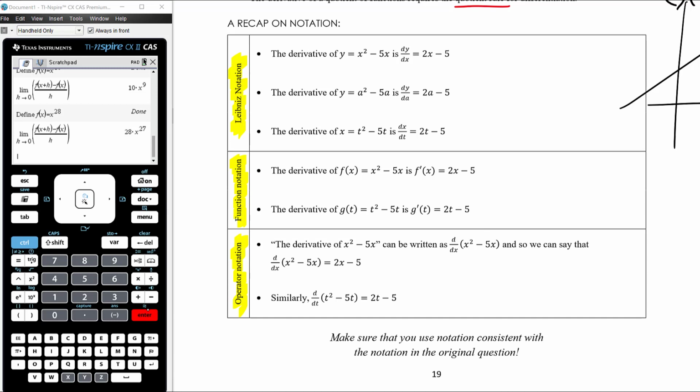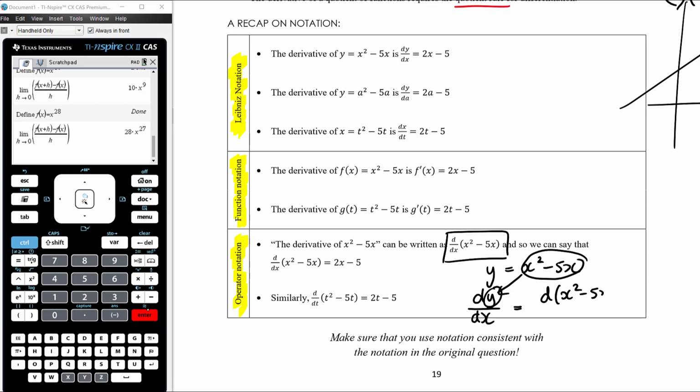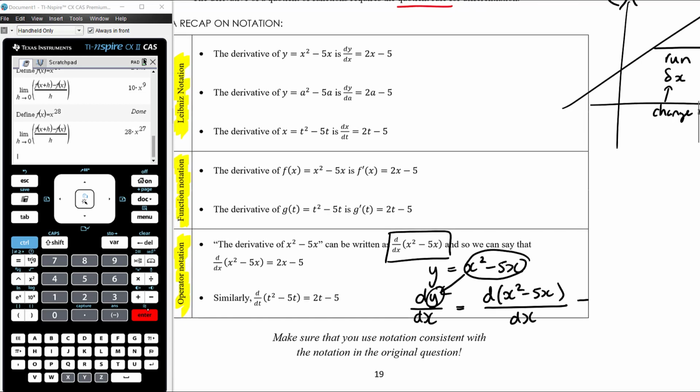Essentially, it's a slightly neater way of saying, let's say we have y equals x squared minus 5x. We know the derivative of that would be dy dx. But that's what y is, so it's actually the derivative of that with respect to x. We can write it that way, but commonly we write that bit as a fraction out the front, d dx of x squared minus 5x. So we differentiate this with respect to x.